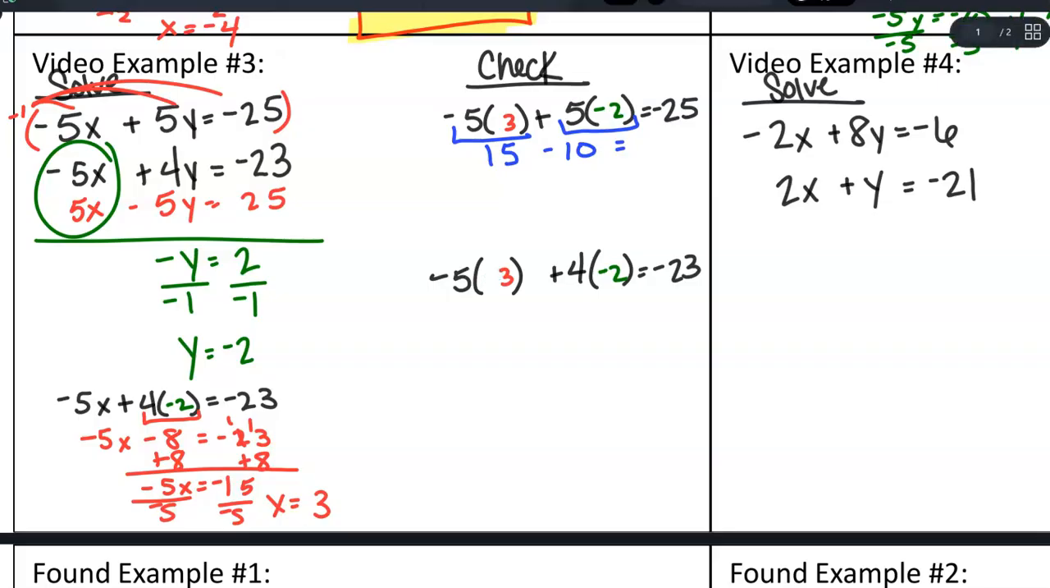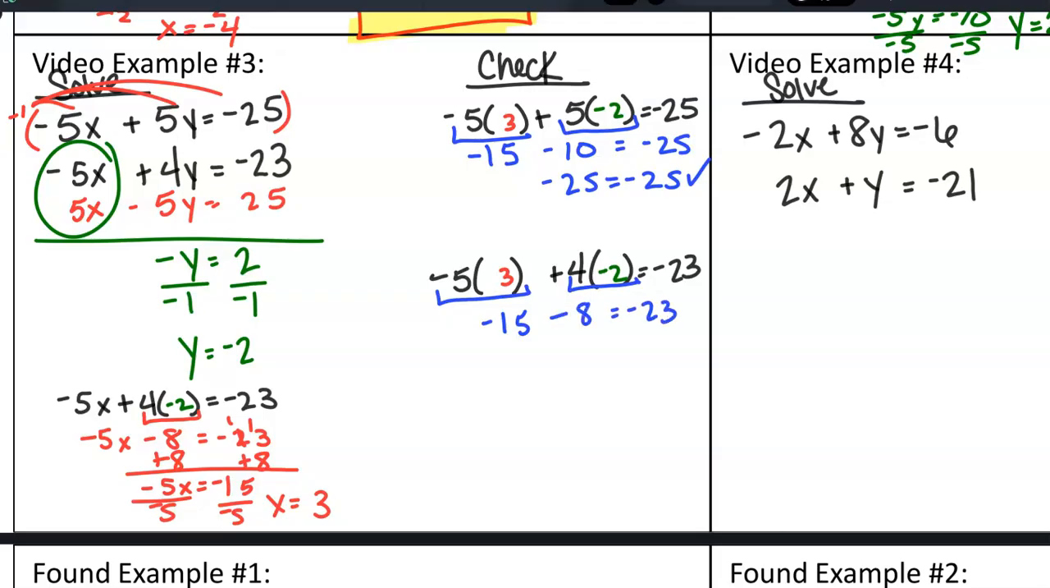All right, so -5 times positive 3 would be -15. -15 minus 10 would be -25 equals -25. That checks out. -5 times positive 3 would be -15. 4 times a -2 would be -8. And 15 plus 8 would be 23. Negative. Checks out for both. So our solution would be 3, -2.